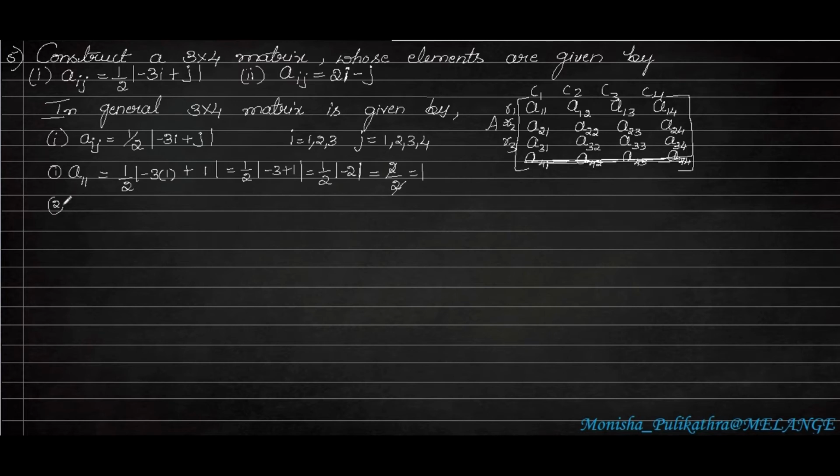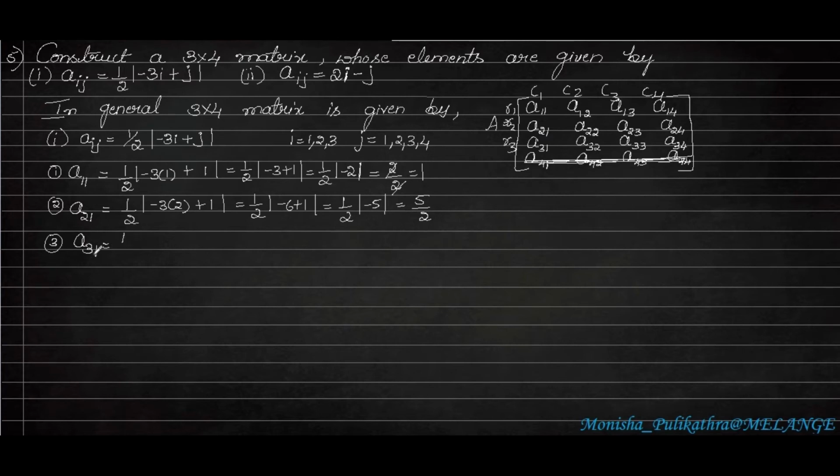So next one is A21. So A21 is 1 by 2 minus 3 into 2. So i is 2 here and j is 1. Plus 1 here, half minus 3 into 2 is minus 6 plus 1. So half minus 6 plus 1 is minus 5. So when you take it out, it will become positive, that is 5 by 2. So A21 is 5 by 2.